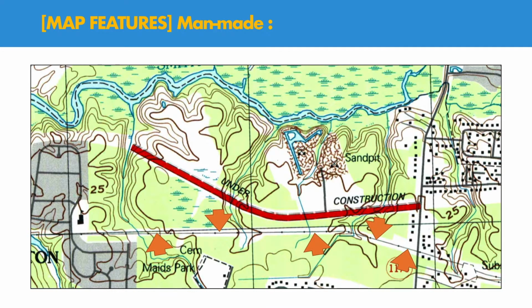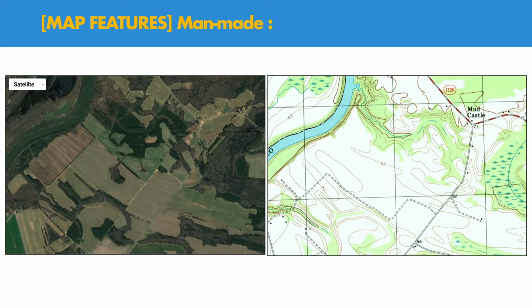Here we have a power transmission line represented by a black line with some dots in it. Here we can see that there is a secondary highway that should be here in this satellite view. We have another road here, which is this, and this unimproved road which goes here.